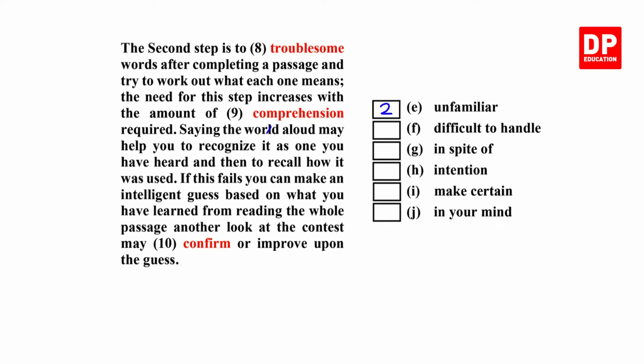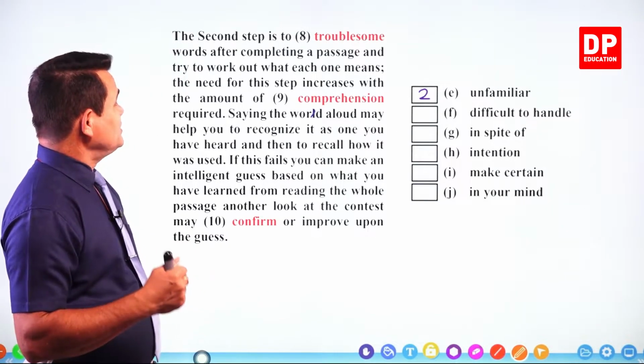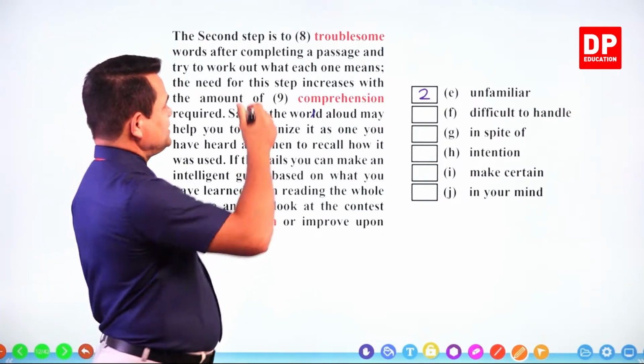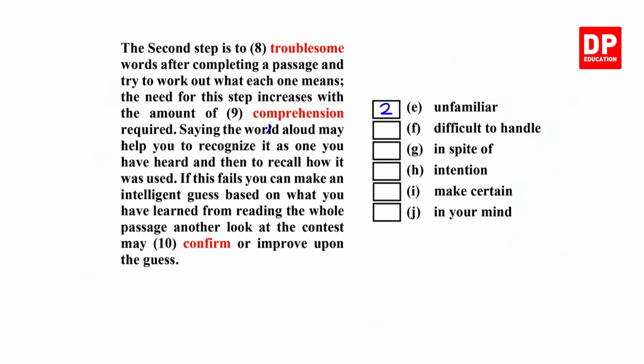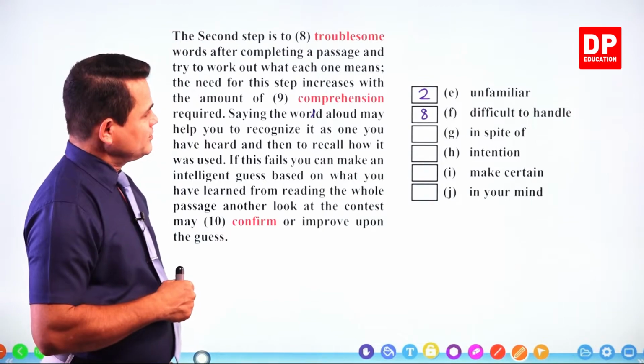Next one. Difficult to handle. Difficult to handle. What is another word for difficult to handle? Troublesome, isn't it? Troublesome words, difficult to understand, difficult to handle. So then, that is 8.